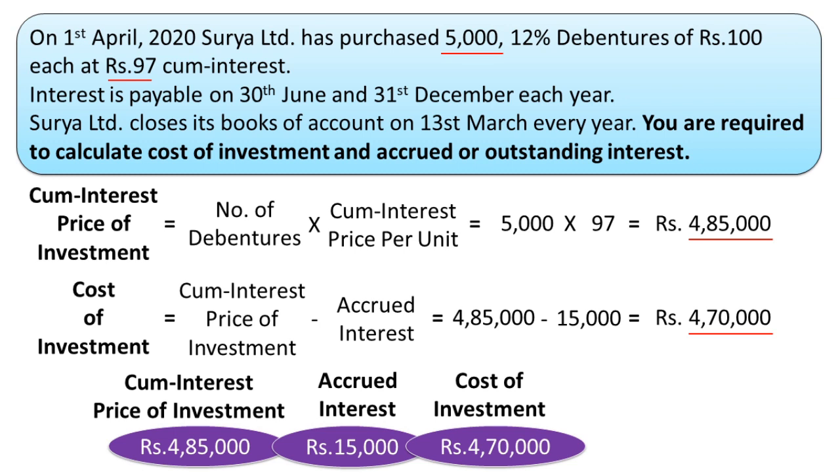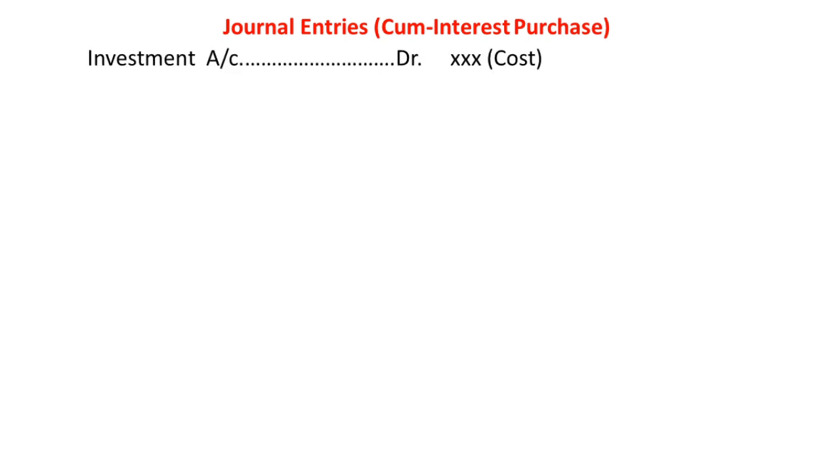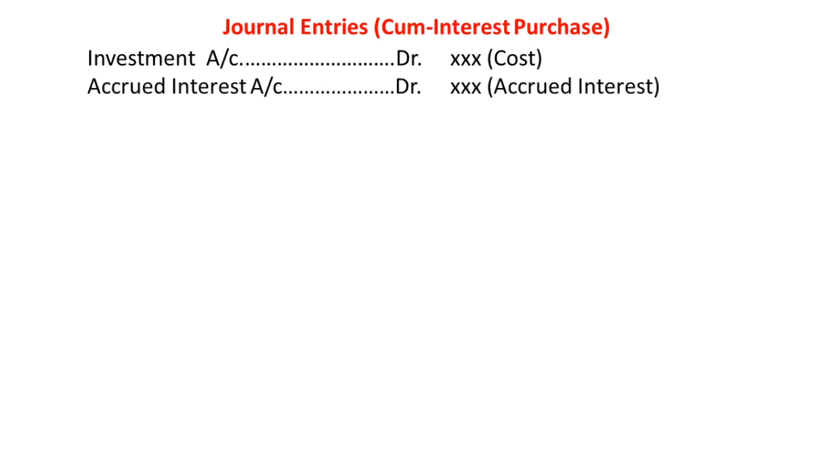The nominal value is already given in the problem itself, which is 5,000 multiplied by 100, which is 5 lakh rupees. Now let us go ahead to see the journalization of cum interest purchase price. So the journal entry for it is investment account debit, since investment comes in, accrued interest account debit because it is receivable, to cash bank account.